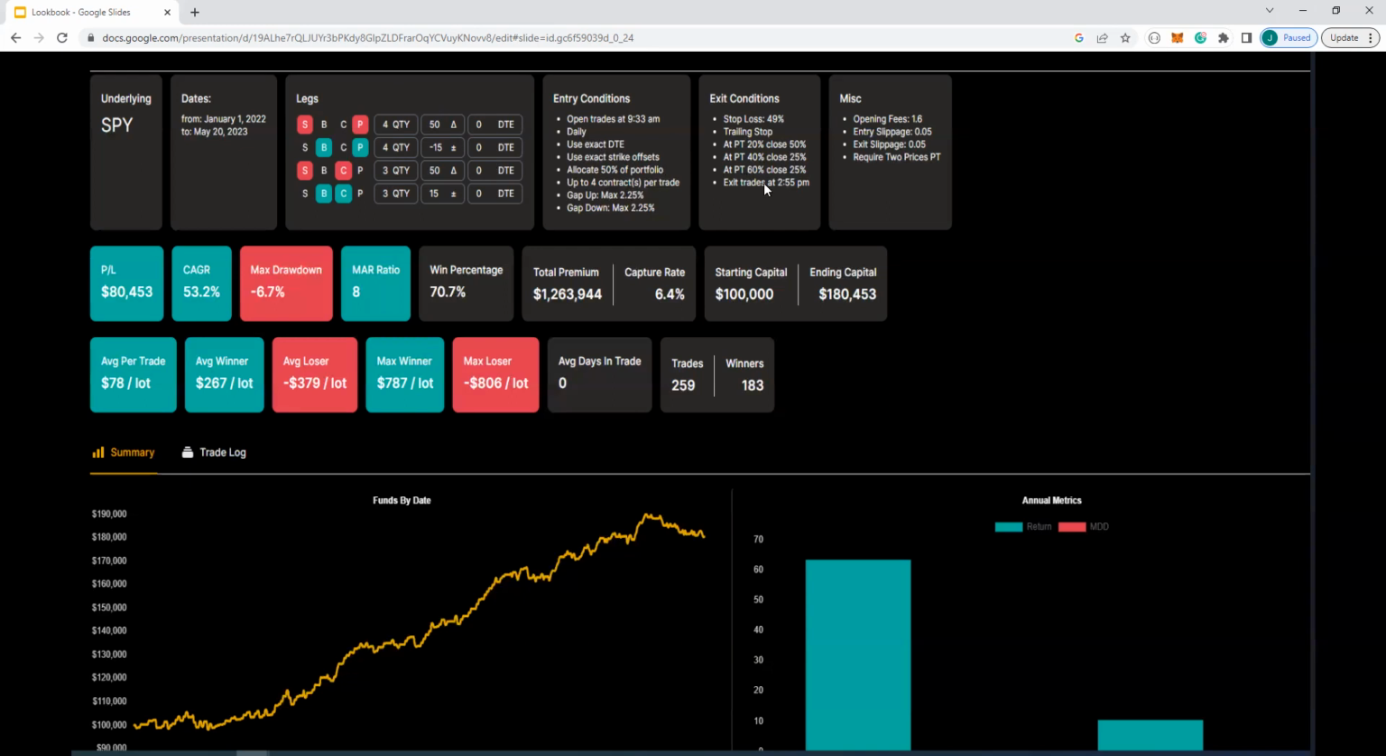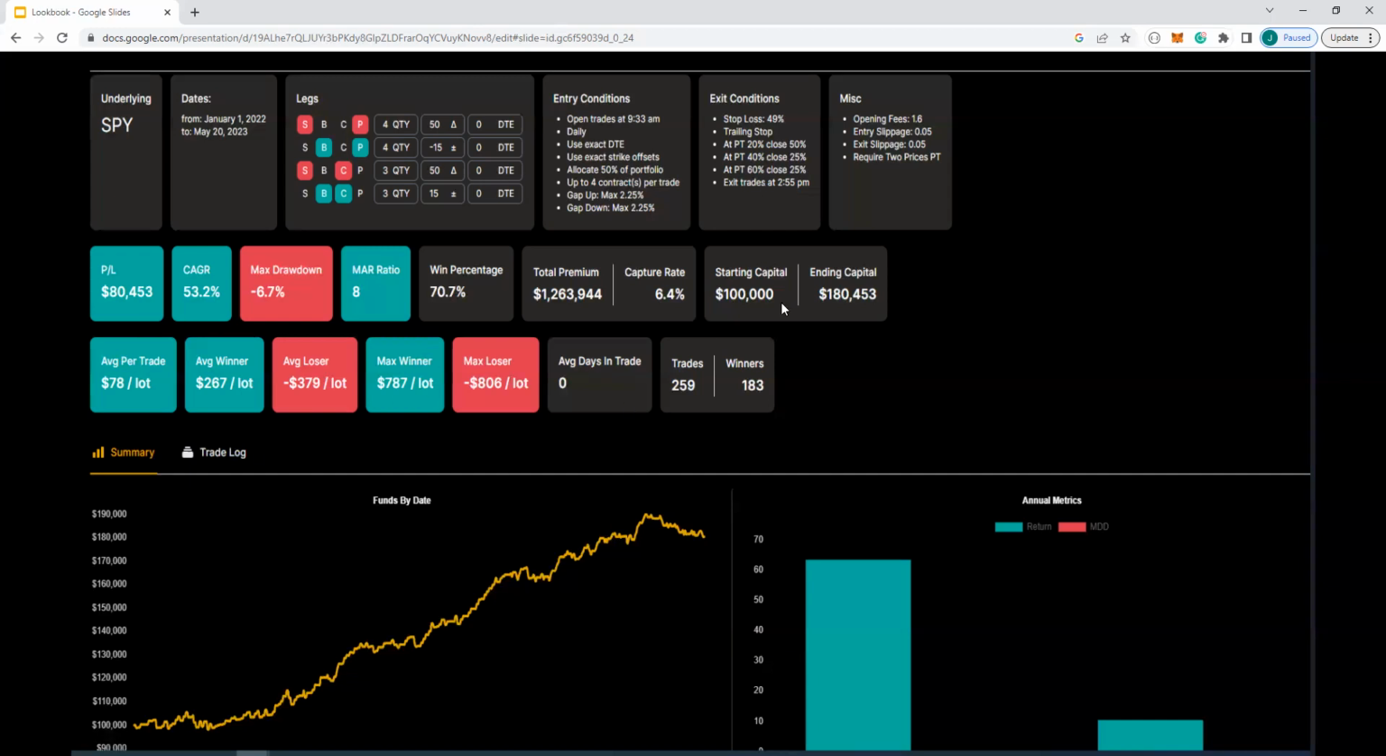I do close all trades at 2:55 p.m. Eastern time, and that's just to avoid the late market volatility that can move really quickly and make the position less profitable based on back testing.